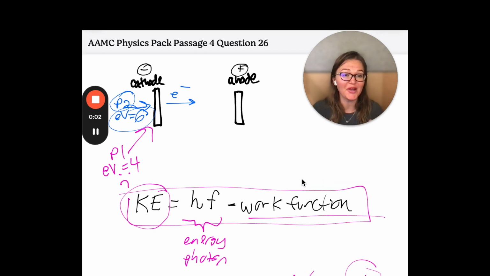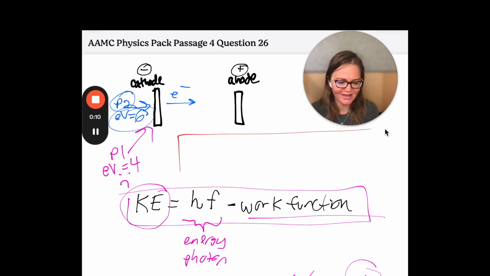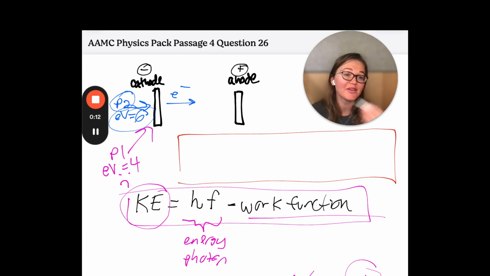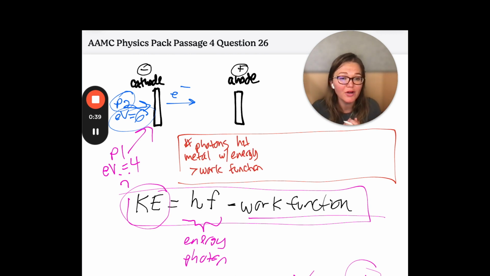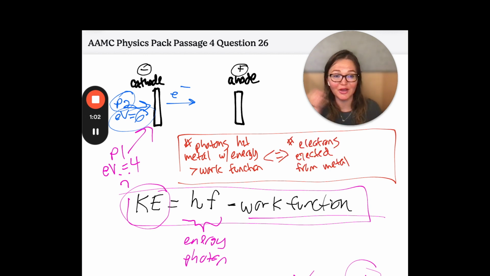Your takeaway from this question, I'm going to put this in red in a box here, is just that there's a direct relationship between the number of photons that hit a metal with an energy greater than the work function and the number of electrons that are going to get ejected from that metal. So this is a direct relationship. If you increase one, you increase the other. If you decrease one, you decrease the other.